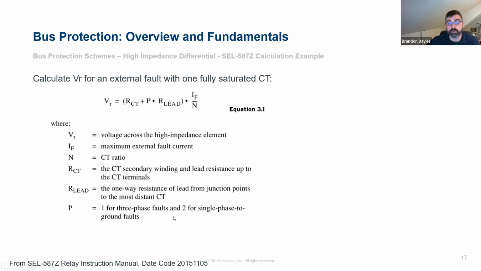We use 1 for 3-phase fault and 2 for single phase to ground faults. That's because for a ground fault, the secondary current is flowing through the phase conductor, but then it's returning through the neutral conductor of the CT. And for a 3-phase fault, because it's balanced, you don't have that return path. So you only need to count the lead resistance once.